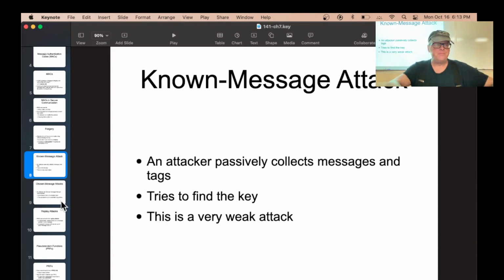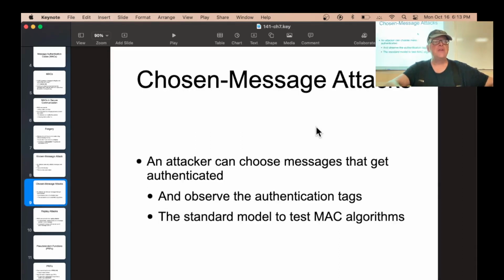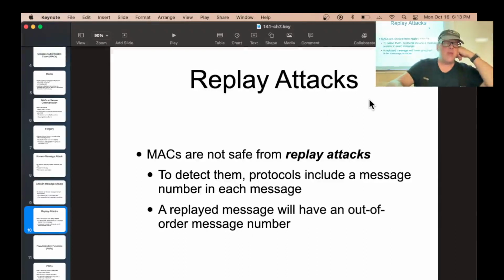Chosen message gives the attacker even more of an advantage. This is where you can send up messages of your choice and it will encrypt them, and you can examine the encryption. If you can survive this, that's a very strong algorithm. This is what you typically do to test your MAC algorithms. You might as well have good, strong MAC algorithms. You make one that you can't even break with a chosen message attack. That would be the best one to have, and they've got those.